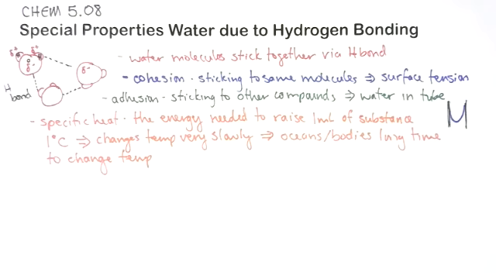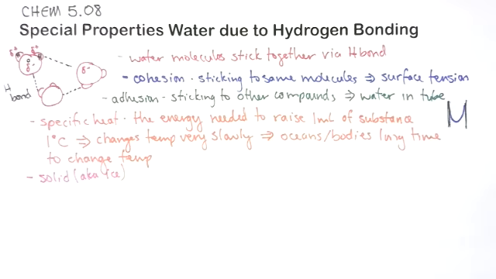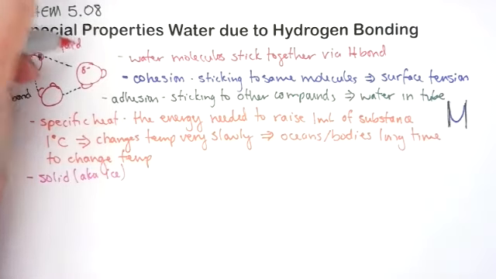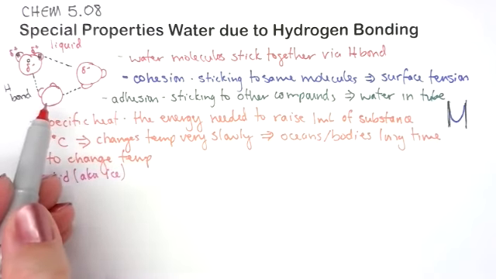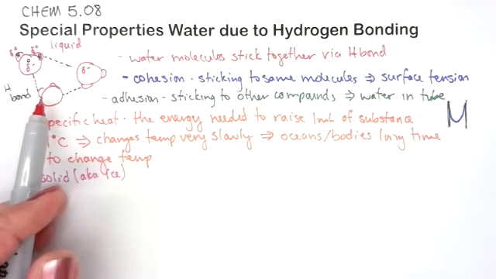The other thing that these special properties do is they give the solid, AKA ice, special properties. And I should have prefaced with this: up here at the top, this is liquid water. This can only happen when water is in its liquid form. It doesn't happen when water is in a gaseous form, steam, and it doesn't happen when water is in its solid form, ice.